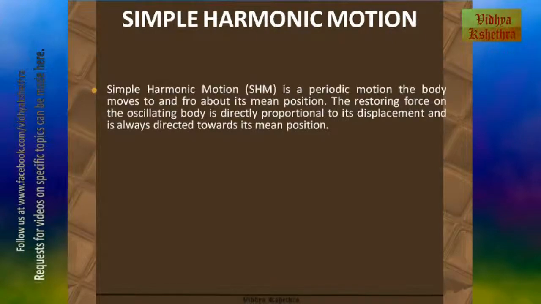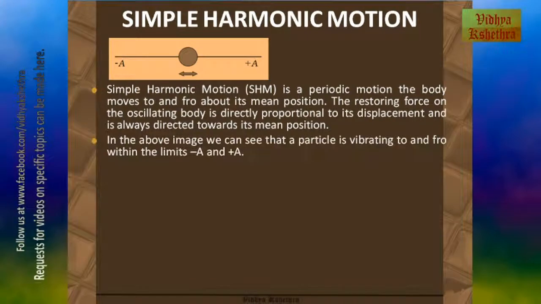We have already learned that simple harmonic motion is a periodic motion in which the body moves to and fro about its mean position. The restoring force on the oscillating body is directly proportional to its displacement and is always directed towards its mean position. Now, we shall consider a body moving between two positions minus A and plus A.